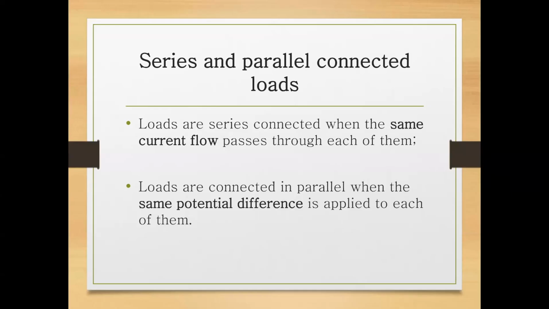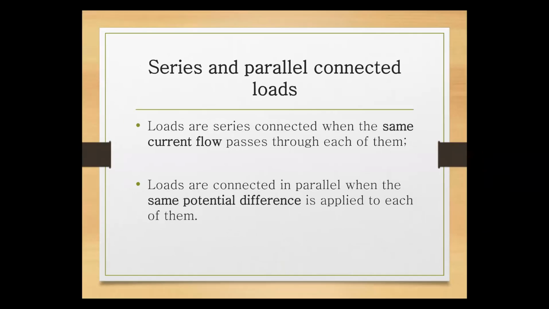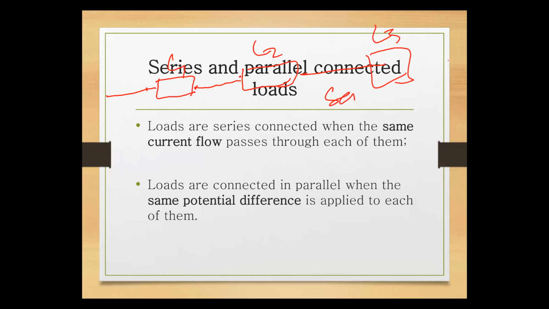Now, series and parallel connected loads. Loads are series connected when the same current flows through each of them. So what they are trying to say is, when load number 1 is here, let's call it L1, and then we connect L2 there, and then we connect L3 there, these things are connected in series. Series meaning it gets in, comes out, and then gets in, comes out, gets in, comes out. It's a line. So this is a series connection.